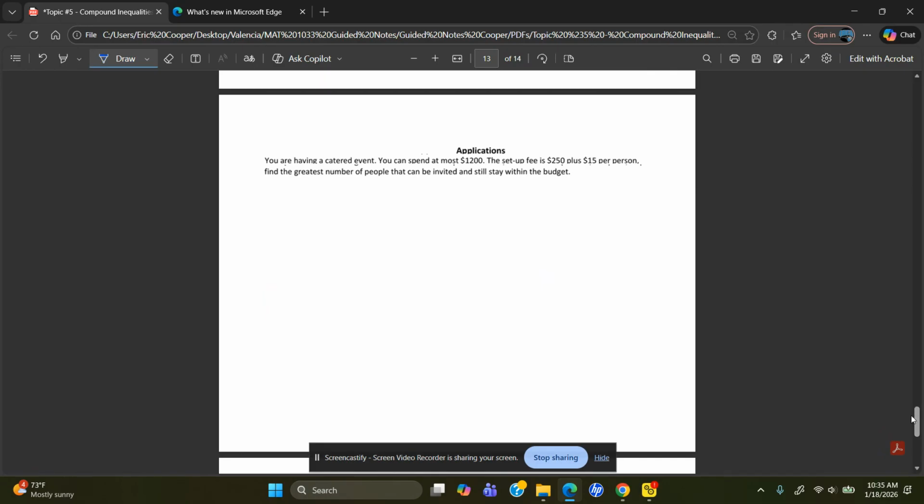You are having a catered event. You can spend at most $1,200. The setup fee is $250 plus $15 per person. Find the greatest number of people that can be invited and still stay within budget. So in this case, the unknown is the amount of people that we're going to invite. So we're going to call it x people.